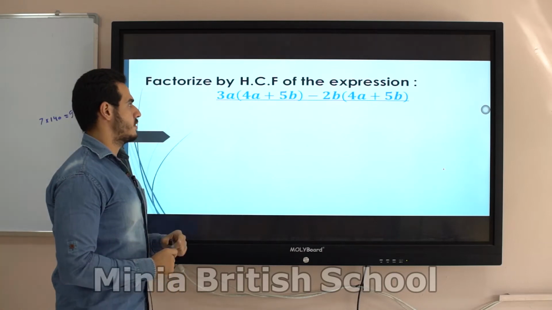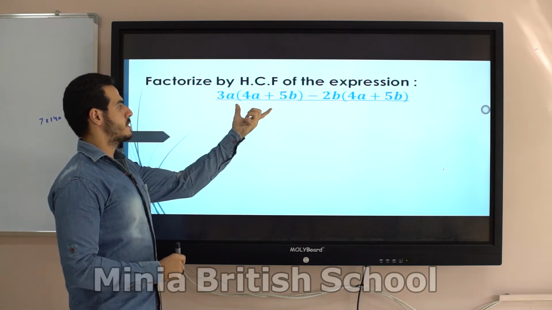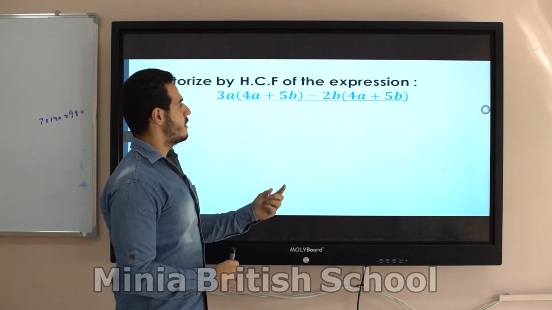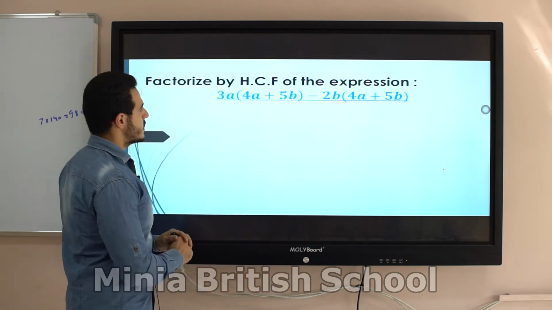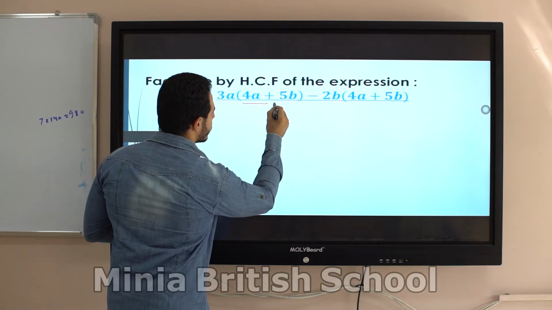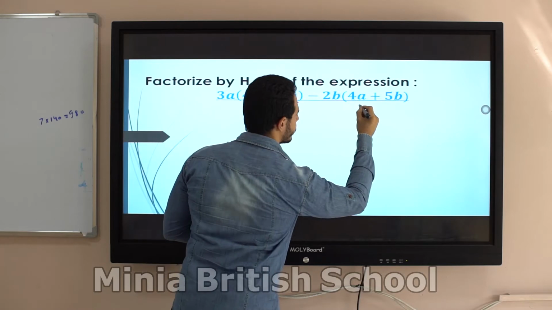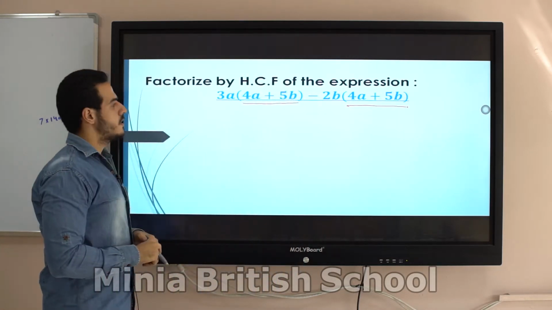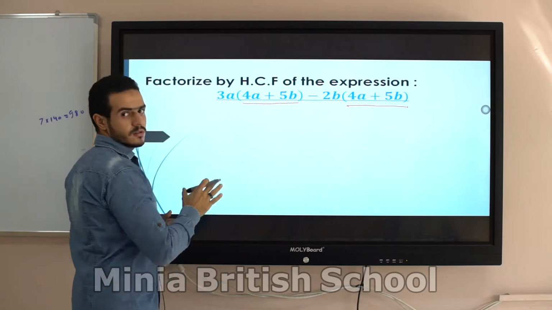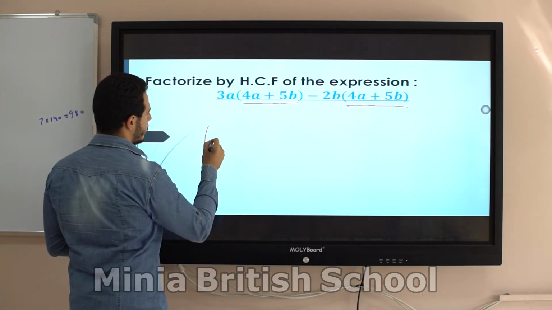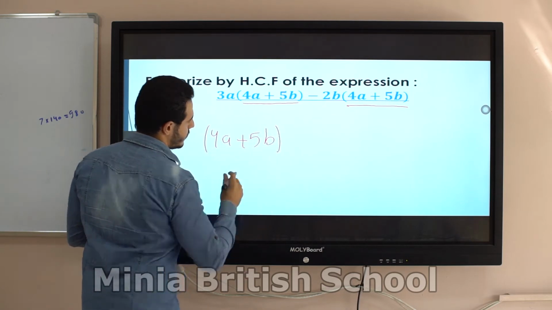Second one, factorizing by highest common factor the expression 3a times 4a plus 5b minus 2b times 4a plus 5b. Look to this, 4a plus 5b. And this factor is repeated here, 4a plus 5b. So I can take 4a plus 5b from both terms. So I will take 4a plus 5b. Okay?